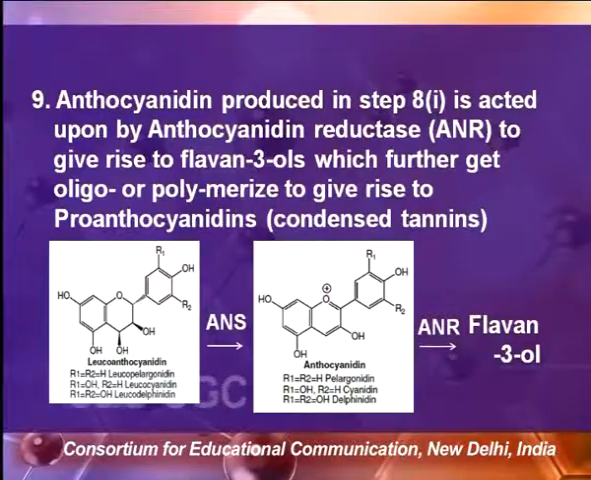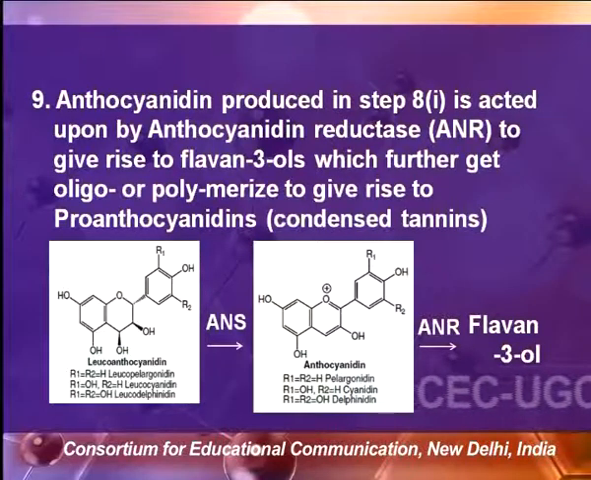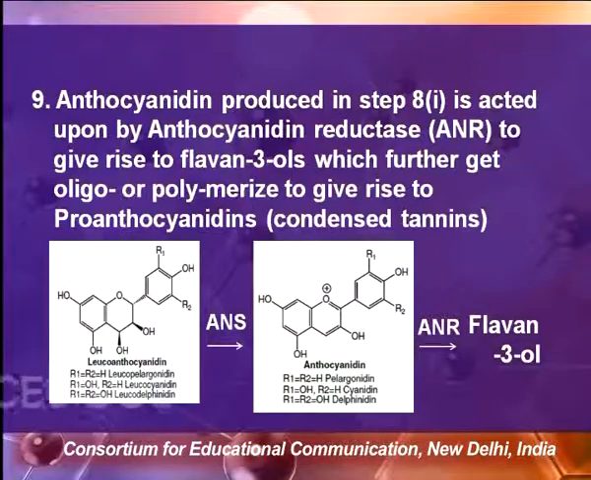Now anthocyanidin, which was produced during the 8th step, is also acted upon by anthocyanidin reductase, and by this action it again gets converted into flavan-3-ols, which further polymerize or oligomerize to give rise to proanthocyanidins or the condensed tannins.